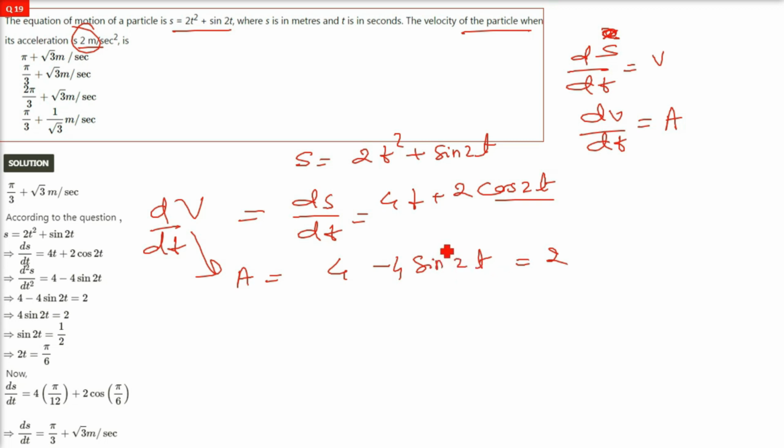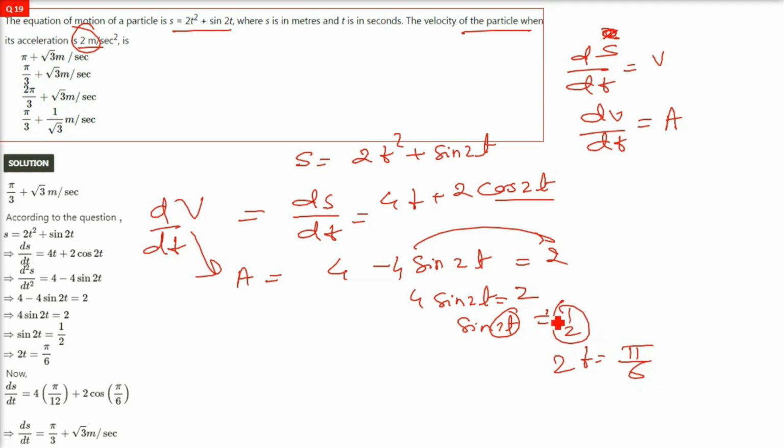So 4 sine 2t is going to be 4 minus 2, that is 2. So sine 2t is going to be equal to 2 by 4, that is going to be half. Now sine theta, for which it is going to be half, is nothing but 30 degree, pi by 6. So 2t is pi by 6. You can write t as pi by 12 also. Now ds by dt we have to find out.